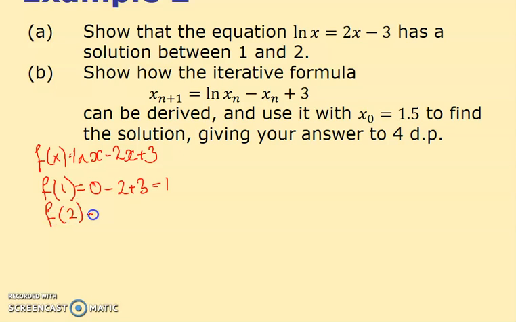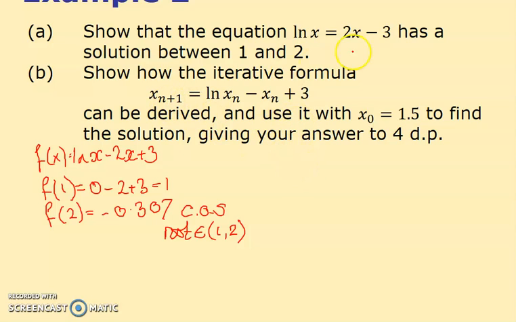And f of 2 is obviously log of 2. Let's just type this one straight in my calculator. Log 2, close bracket, minus 2 2's are 4, plus 3. It is negative, it's minus 0.307. So therefore we've got to change the sign, and therefore we have a root which belongs to the interval 1, 2.